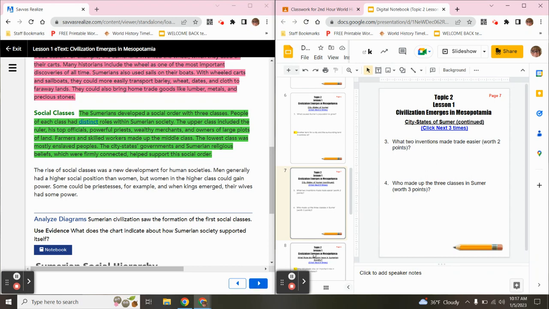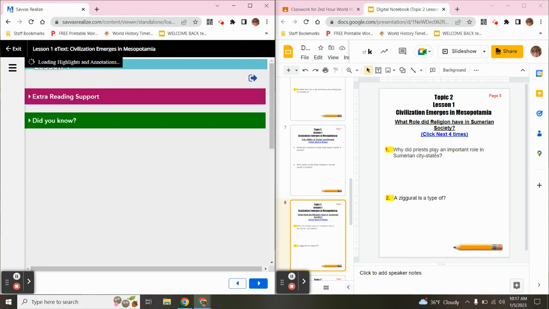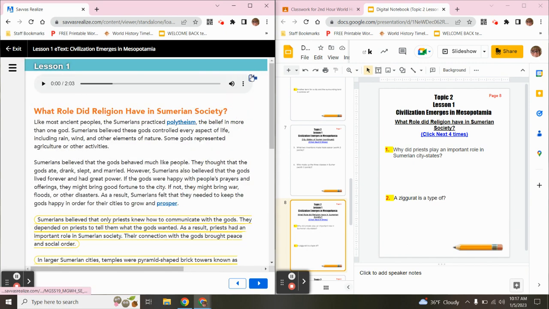Let's go to the next digital notebook page, page 8, and let's click next. Please notice that both questions on page 8 are highlighted in yellow, and we know by now that that means that they are quiz questions.